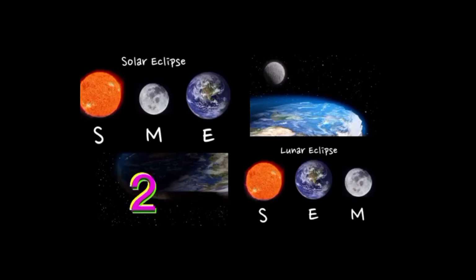SME. Once again, during solar eclipse, the order goes Sun, Moon, Earth. During lunar eclipse, the order goes Sun, Earth, Moon. SEM. Once again, during lunar eclipse, the order goes Sun, Earth, Moon.